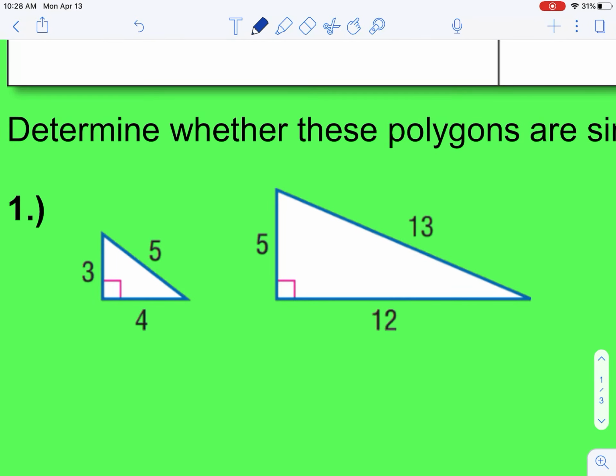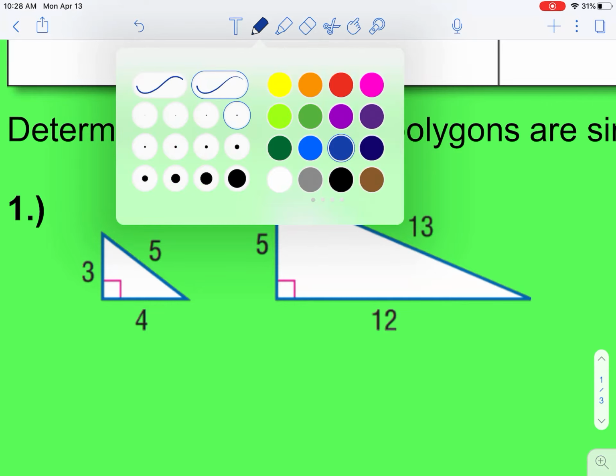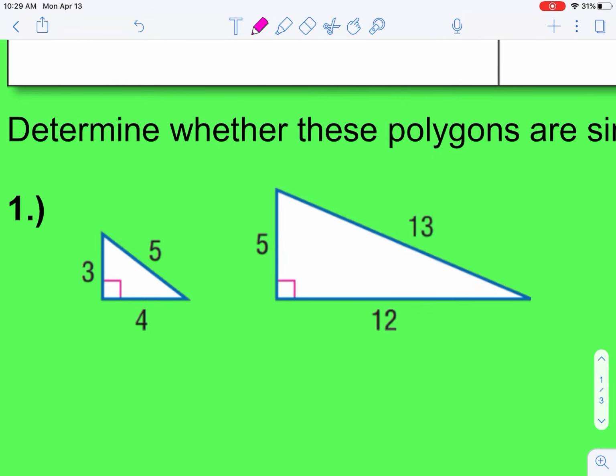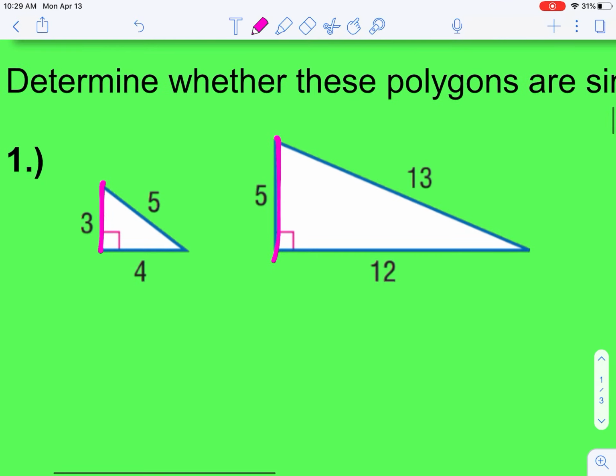Determine whether these polygons are similar and then make sure to explain why. My first example, I have a triangle 3, 4, 5, and I have a triangle with side lengths 5, 12, and 13. Now, just like yesterday when we were solving proportions with word problems, we want to make sure that this is organized. So the first thing I'm going to see, I got 3 and 5. Notice how those match. So I'm going to write those down as a ratio.